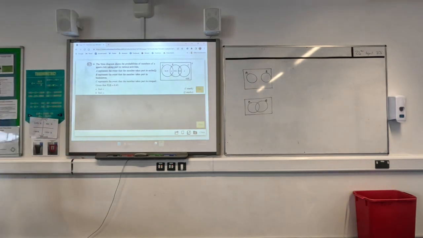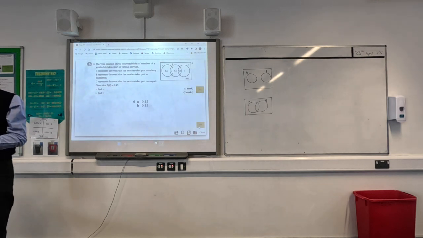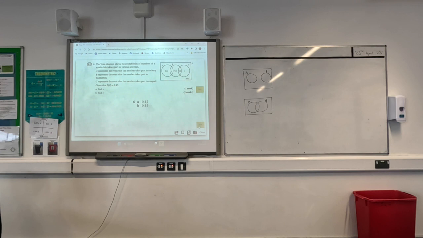So my middle circle needs to add up to 0.45. Which is why x has to be 0.15, and then all of my probabilities have to add up to 1, and so that's why y is also 0.15. That was page 75, question 6.